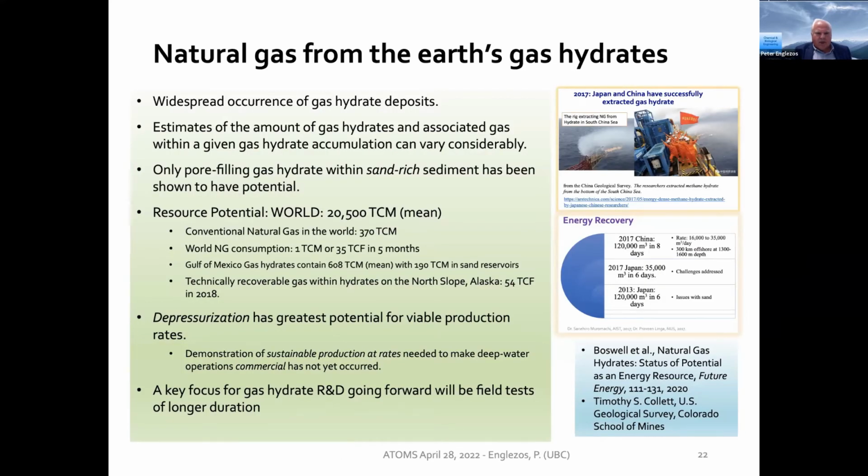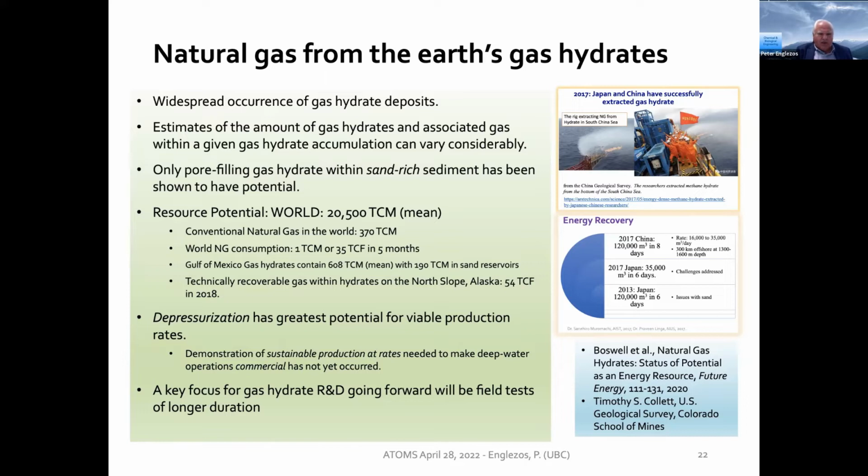Just very briefly about this vast topic, it is now well known that there's widespread occurrence of gas hydrate deposits in almost every corner of the world. Hydrates are more democratic than oil. Oil has concentrated in the Middle East and some bit in North America and Russia, but many parts of the world don't have oil and natural gas. Hydrates are almost everywhere. And the estimates of the amount of gas hydrates vary considerably, okay? But extensive research work and field work over the years has identified those sediments that are sand-rich as having the greatest potential to be exploited.